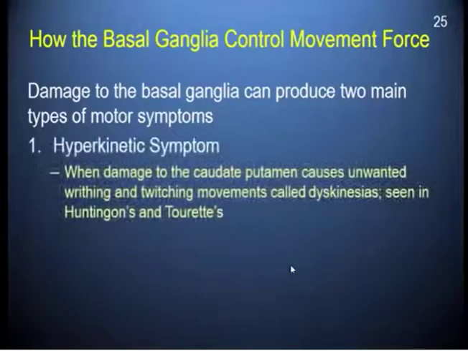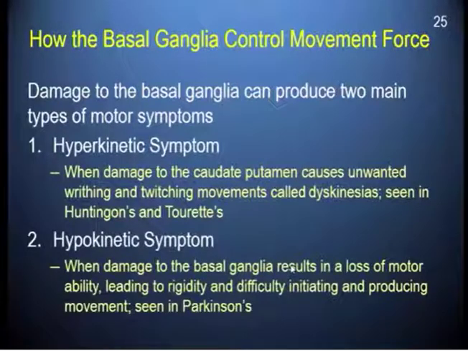There are two major outcomes of damage to the basal ganglia, when it is injured or starts to degenerate. When the caudate putamen is in some way damaged, there's often twitching and writhing, which is called dyskinesia. This is a hyperkinetic symptom. Huntington's shows this, and so does Tourette's. Then there's hypokinetic, where we see a loss in motor ability that often leads to rigidity and having a hard time initiating and producing movement. That's something that we see in Parkinson's.